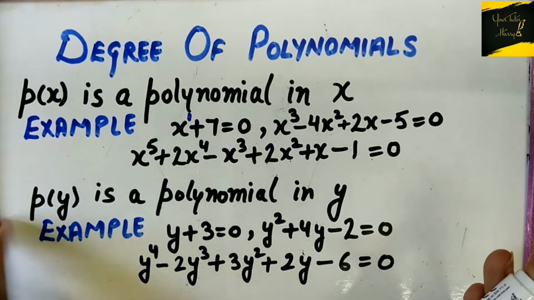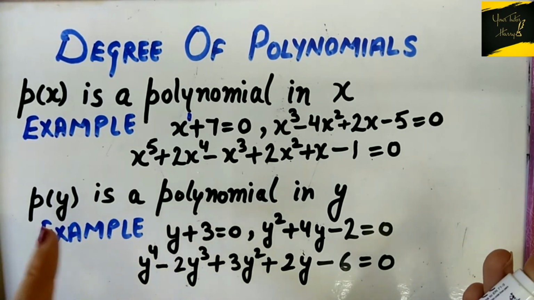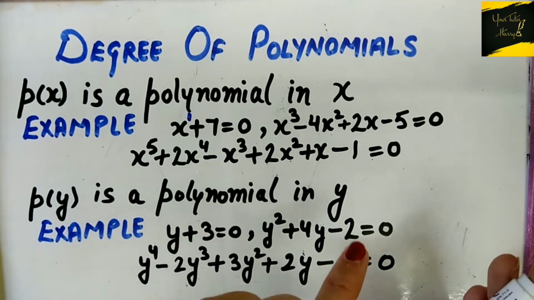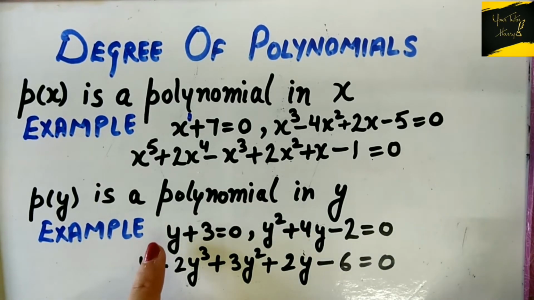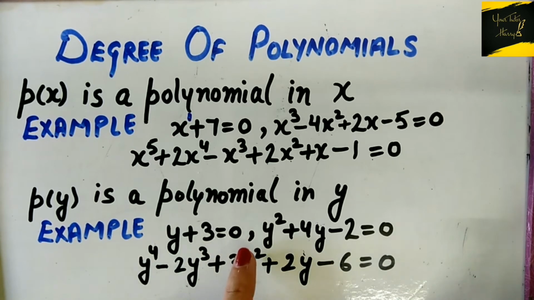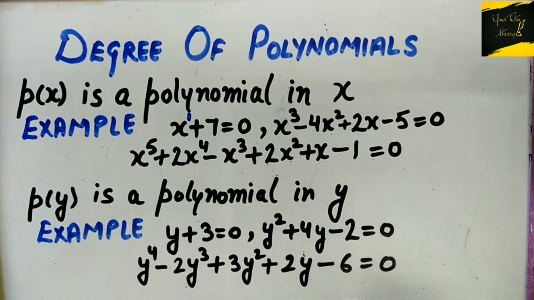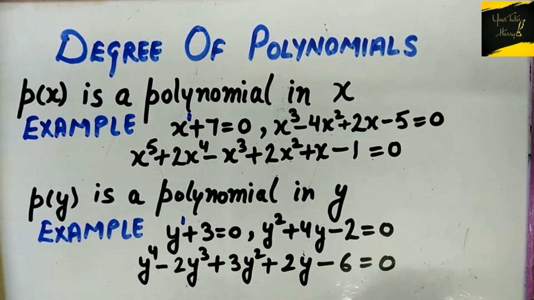That's why I have written here p(y) is a polynomial in y. Okay, so what's the example here? y plus 3 is equal to 0. What's the highest degree here? y raised to power 1. This one is your highest degree.